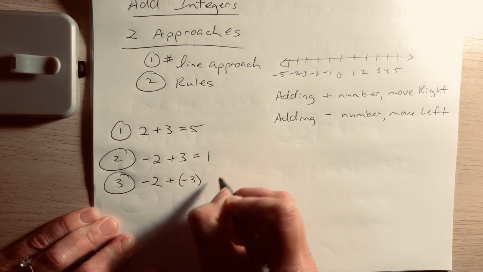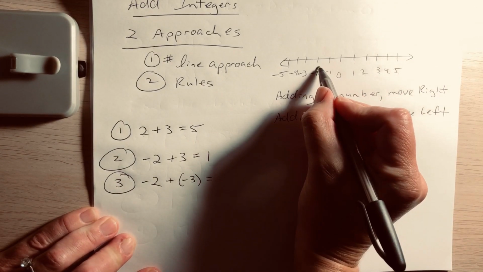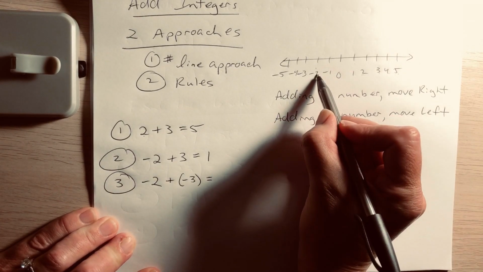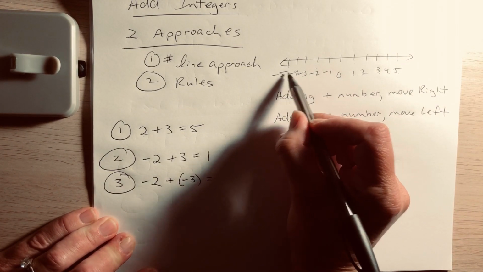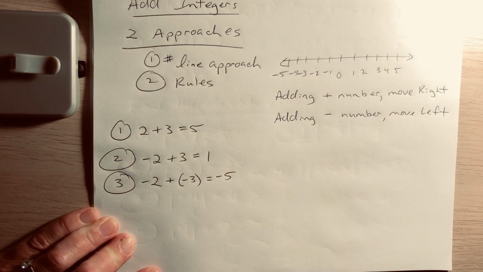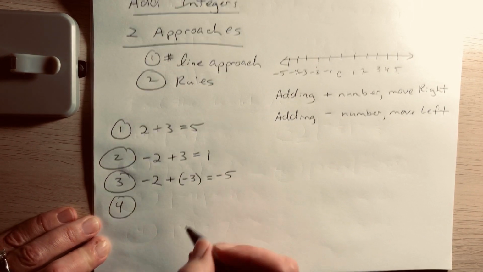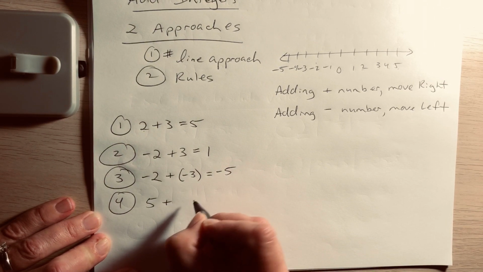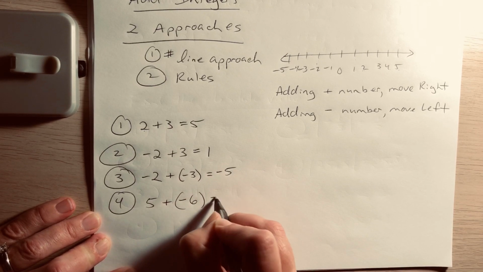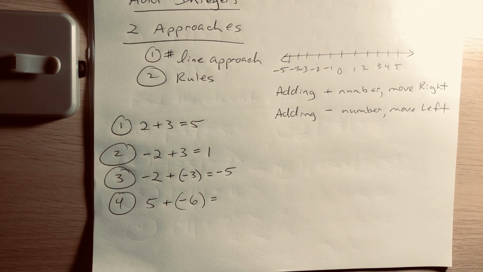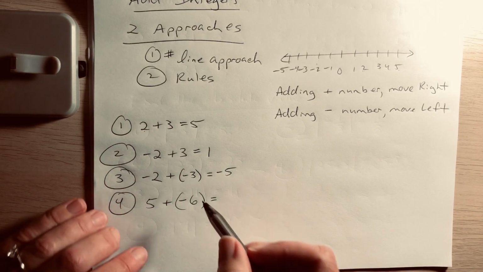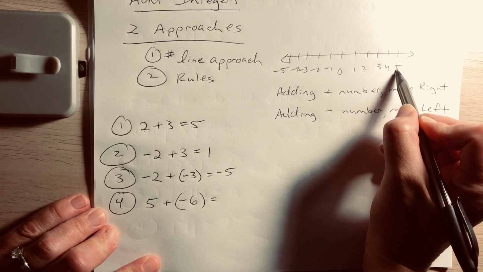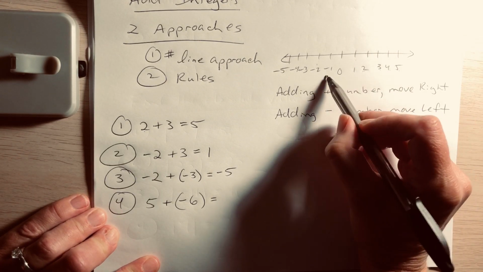Now suppose I have -2, same starting place, and I'm adding -3. Well, if I'm adding a negative number, that means I move to the left. So 1, 2, 3, that would take me to a -5. You try one. How about if we had 5 plus a -6? Right. You can always stop video at any time too. So starting at 5, adding -6 means we move 6 to the left. 1, 2, 3, 4, 5, and 6.